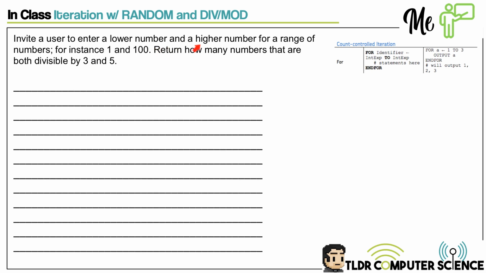Invite a user to enter a low number and a high number. So where's the action? Invite, completely with you. So inviting a user. There are some variables there. What are the variables? Yeah, lower number and higher number. I'm with you. For a range of numbers. For instance, you can input 1 for lower and 100 for higher. And then return how many numbers are both divisible by 3 and 5. It'll be a good opportunity to do a little teach. But where's the action? Returning how many numbers are both divisible by 3 and 5. And those are kind of the values I need.